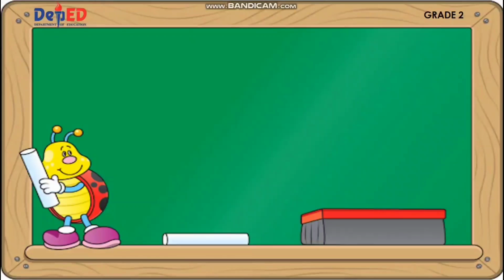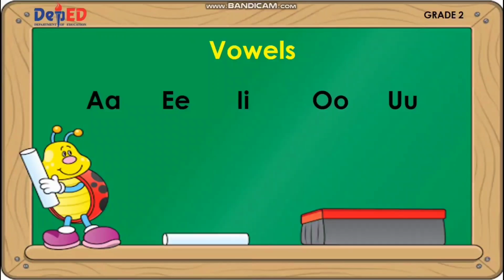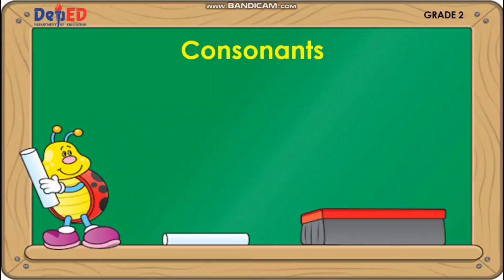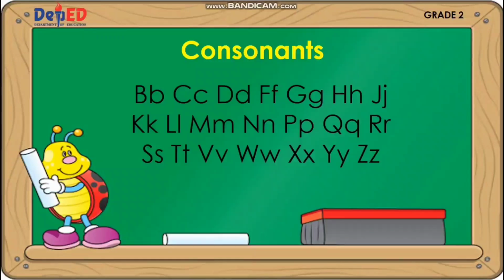Before we start our lesson, we will be recalling our vowels and consonants. What you can see now on our screen are the 5 vowels in the alphabet. Next, consonants. The letters you can see on your screen now are the consonants in our alphabet.